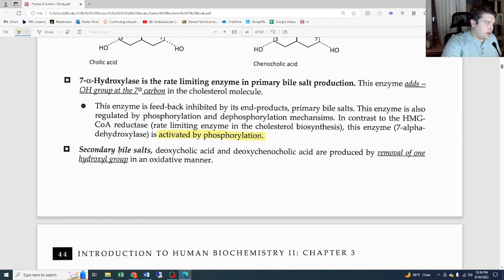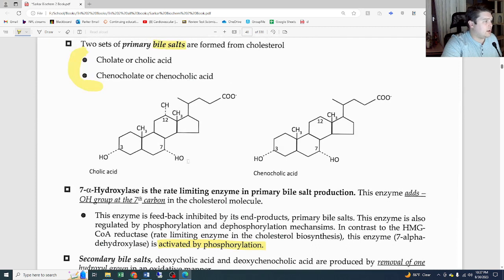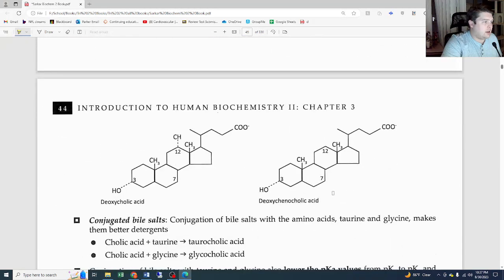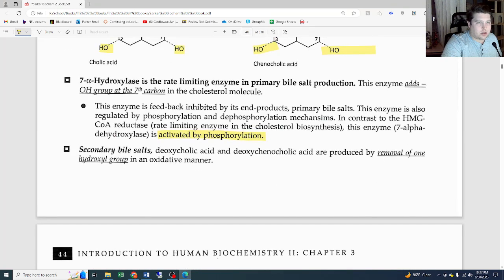Our secondary bile salts, deoxycholic acid and deoxyquinocholic acid, are produced by removal of one hydroxyl group in an oxidative manner. See how we have our hydroxyl groups. Now we're missing that one right over there. And that is our secondary bile salts.